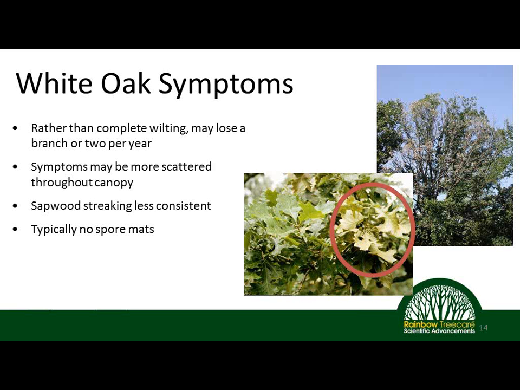Symptoms are more scattered throughout the canopy, and that sapwood streaking that we see that's very prominent in the red oak family is not as consistent or prominent with white oaks. And typically, there's no spore mats produced with oaks in the white oak family.